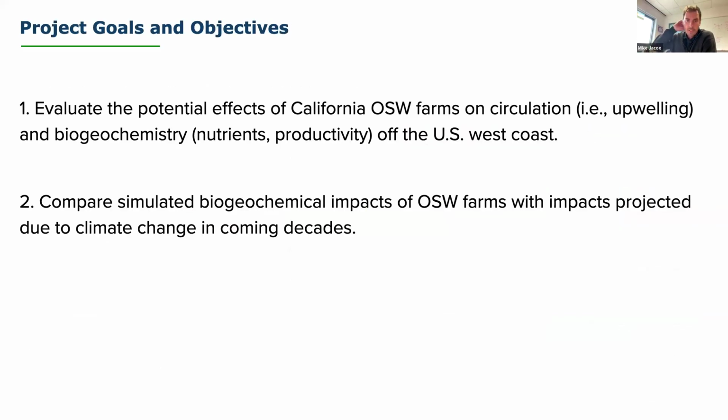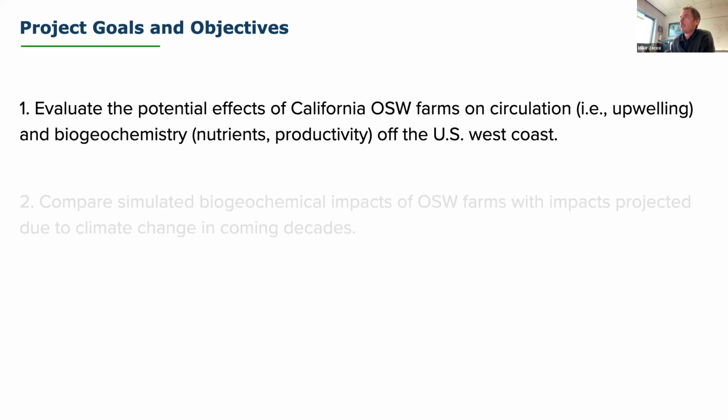So with that as motivation, we have two primary goals with this project. One is, as I said, to understand what the impacts of the wind farms might be on the coastal circulation and biogeochemistry, so particularly the nutrient supply and productivity, and then also to contextualize those changes with climate change. The way we're doing that here, I'll get to at the end briefly, is simply to compare the magnitude and the nature of impacts we're seeing from offshore wind with those expected under climate change.